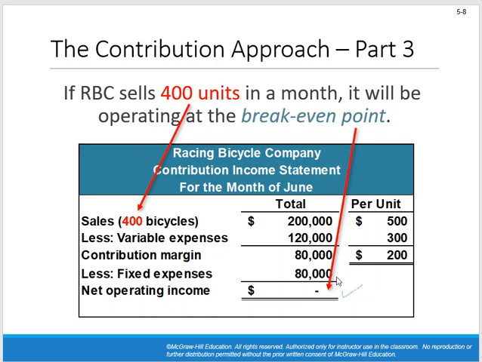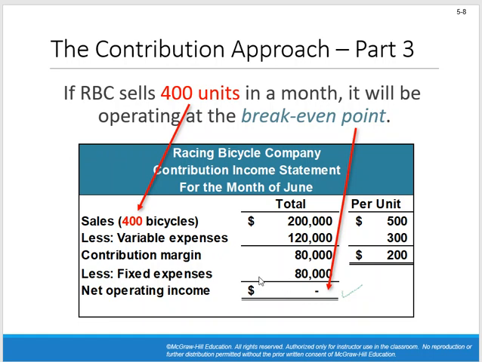So another way that we could do that faster is just take our contribution margin. We didn't have to do sales minus variable equals contribution margin. We know our CM per unit is 200, so we could just start there to verify our work. So $200 per unit times 400 units is 80,000. That covers our fixed, and we arrive at zero.